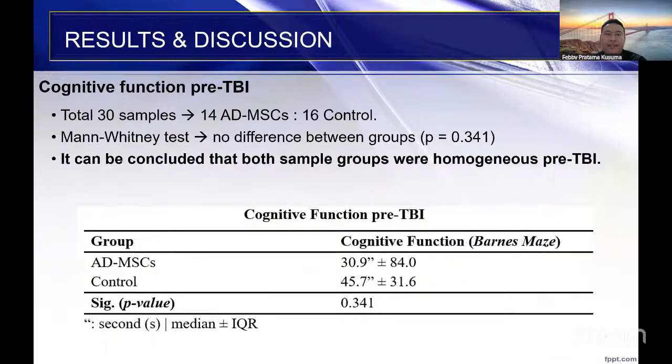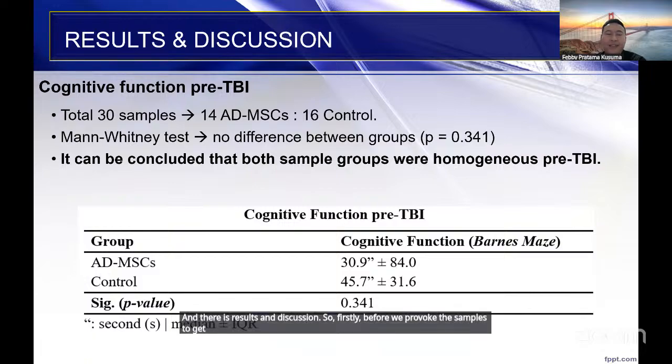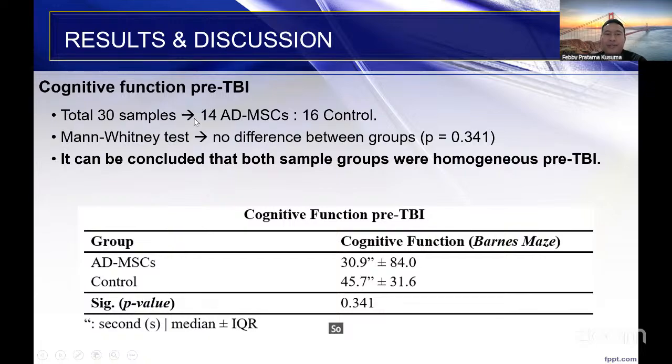And now the results and discussions. Firstly, before we provoked the samples to get TBI, we evaluated the cognitive function pre-TBI by the Barnes maze procedure. In total we had 30 samples, consisting of 14 therapy samples and 16 control samples.